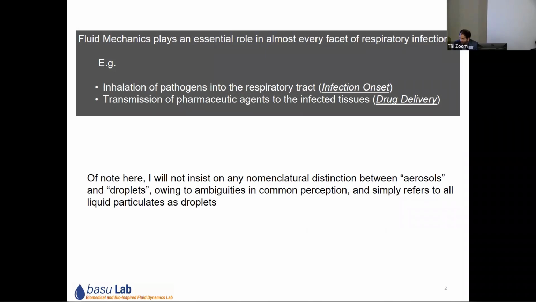Now, fluid mechanics plays a key role in almost every aspect of this kind of transmission, starting from the generation of the droplets, their exhalation, and their inhalation that can lead to infection spread. And secondly, when we think about sending targeted drug molecules to the infection sites, we need to think about fluid mechanics as well. Now, before I go any further, let me add this statement: we are not going to distinguish between droplets and aerosols in terms of the nomenclature. I'm going to use the term droplets to imply all liquid particulates.